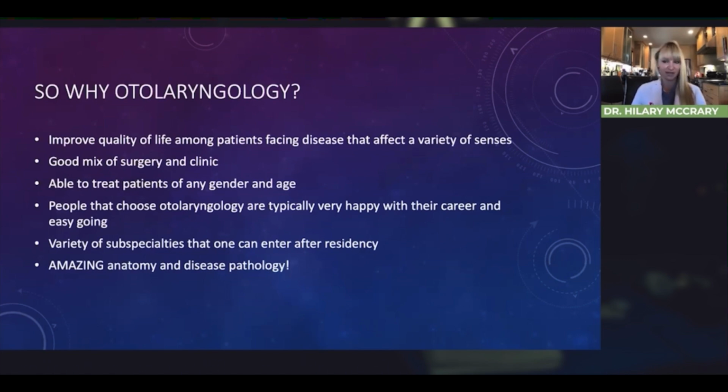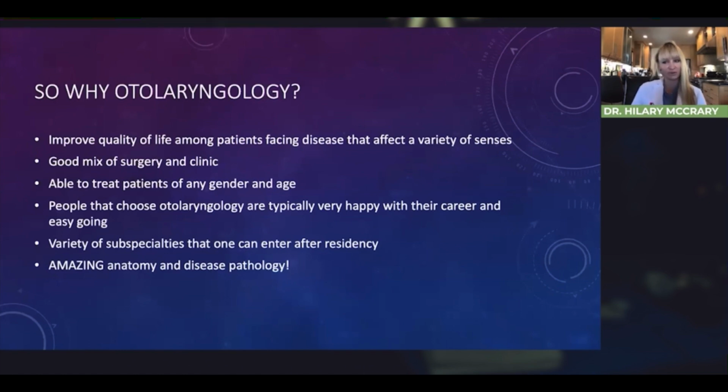What I also like about it is I treat kids, I treat adults, I treat men, women, basically whoever has an acute head and neck need, they can come and see me. And so I'm not limited to just seeing children. I can see basically anyone that presents to my door.